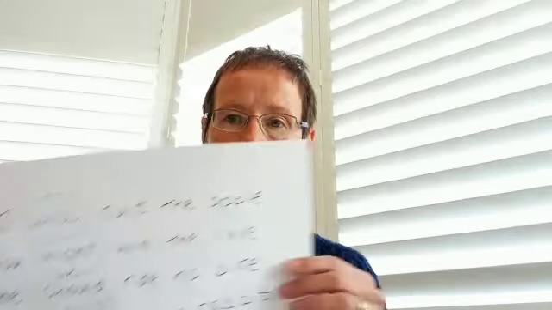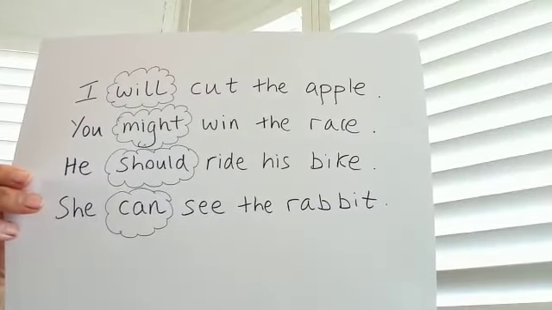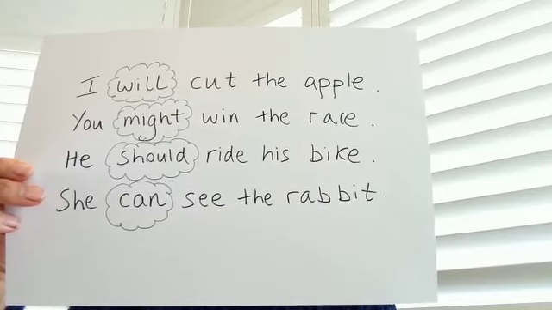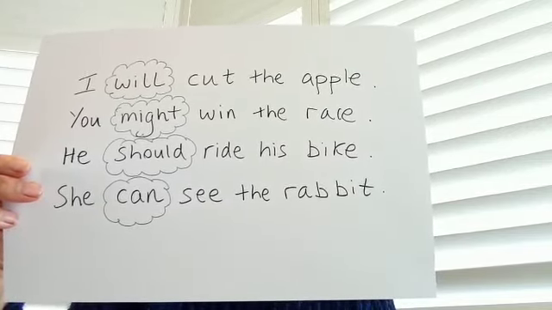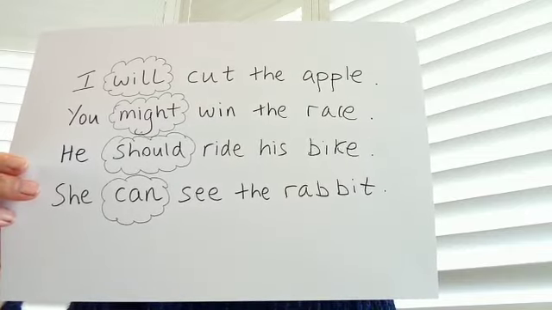Okay, here's our grammar activity. Look at these sentences that I'm going to show you. I will cut the apple. You might win the race. He should ride his bike. She can see the rabbit. Can you remember what we call the highlighted verbs?